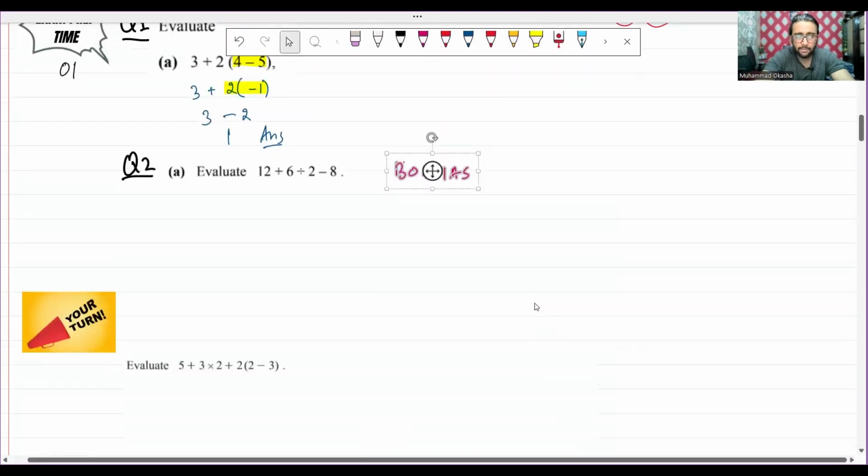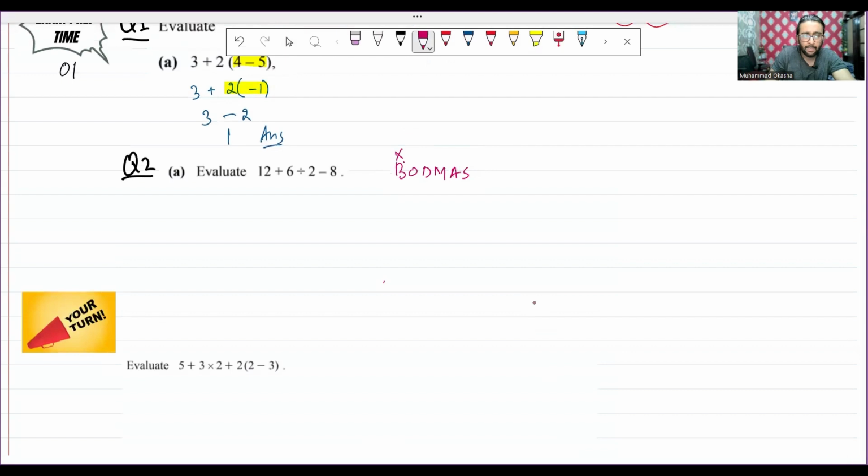Bracket, I don't see any bracket, so I'll put a cross on top of it. I don't see any order either. I see a division, yes. Division between 6 and 2. Actually, positive 6 divided by 2. Okay, so if you do 6 divided by 2, we know that it's 3.